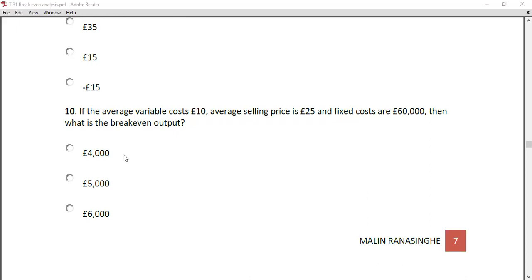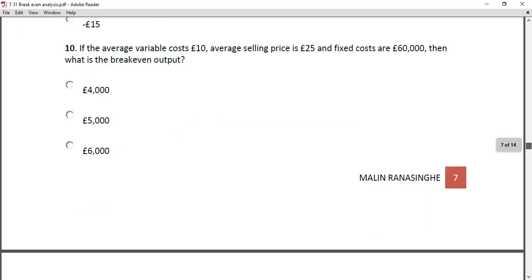So they're asking for the unit value. If there's a price value, then the value. So you're asking for the volume here. If you're asking for the value, you have to multiply that by the selling price. 4,000 times 25 is 100,000. But the break-even output in quantity is 4,000 units, right? It's 4,000 units, right? Okay. Now we'll move on to the next part of the question.